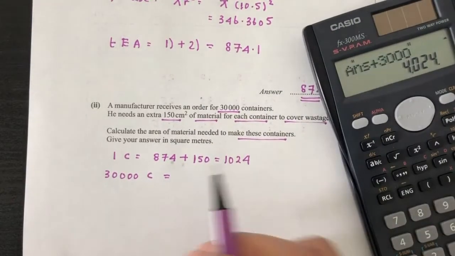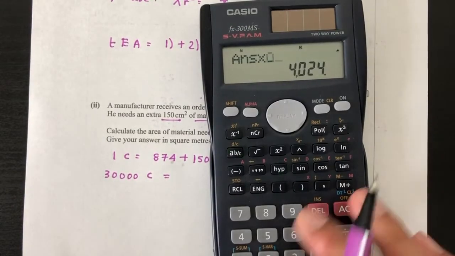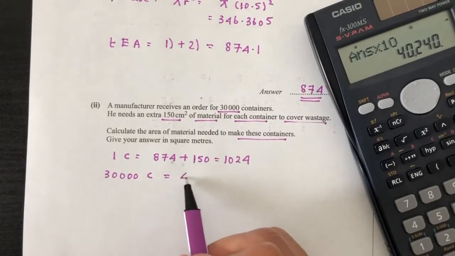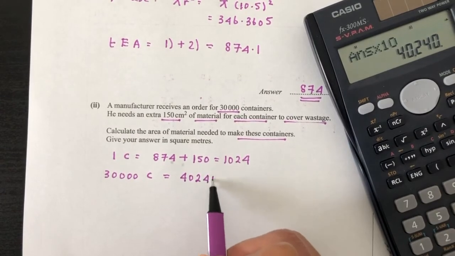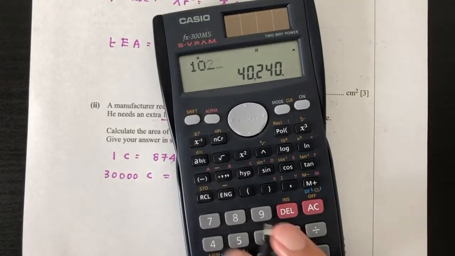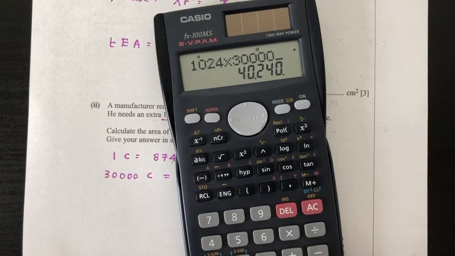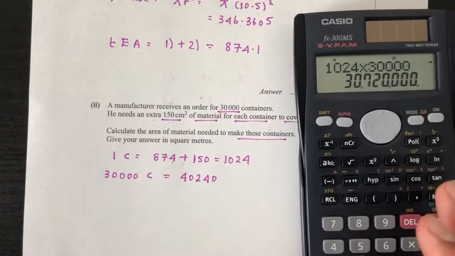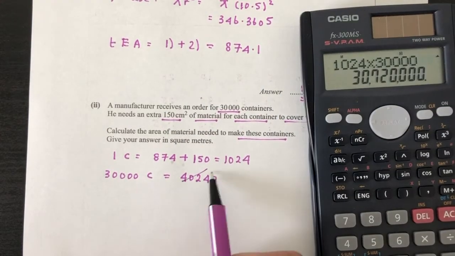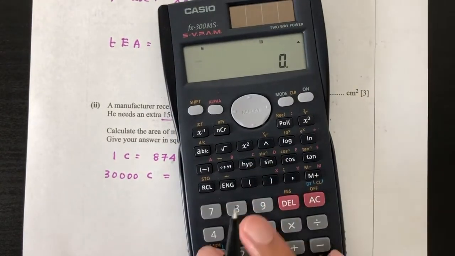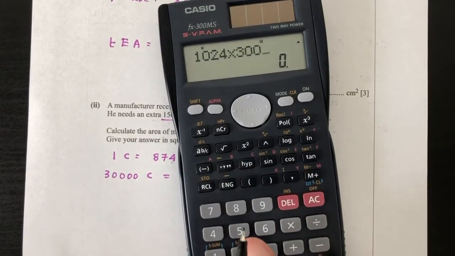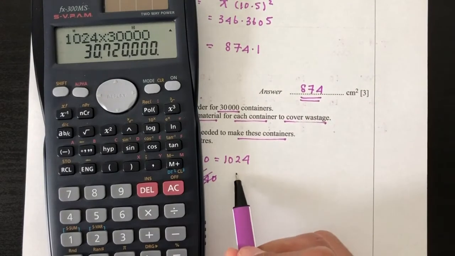That will be... oh, that's wrong. See? So let's try again. 1024 times 30,000. Okay, that will be my answer.